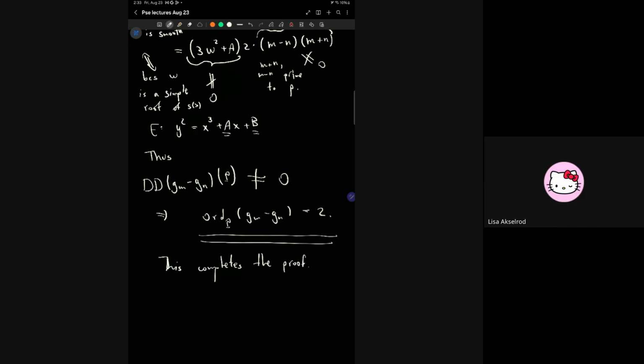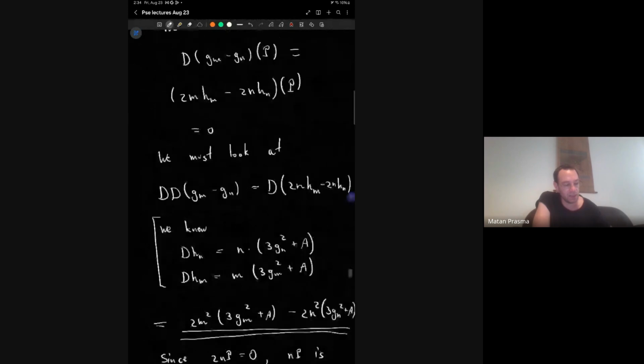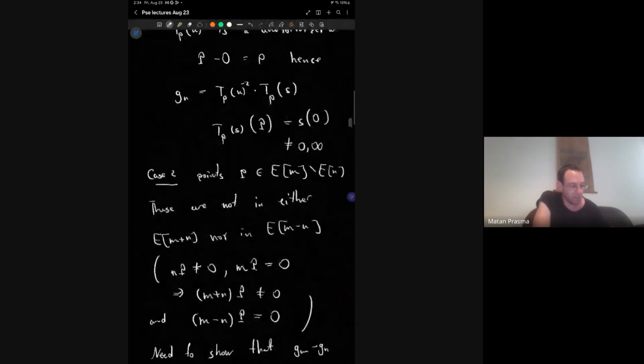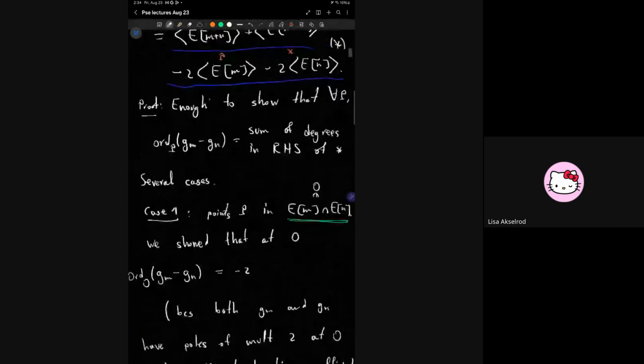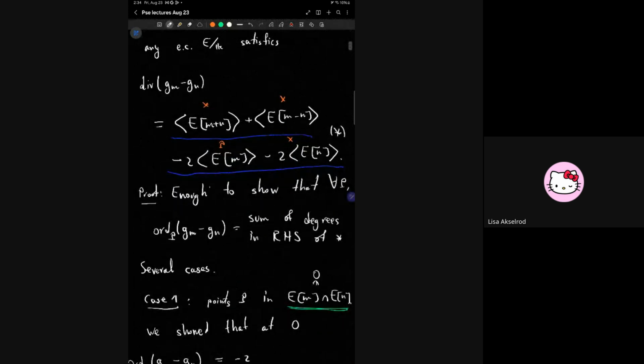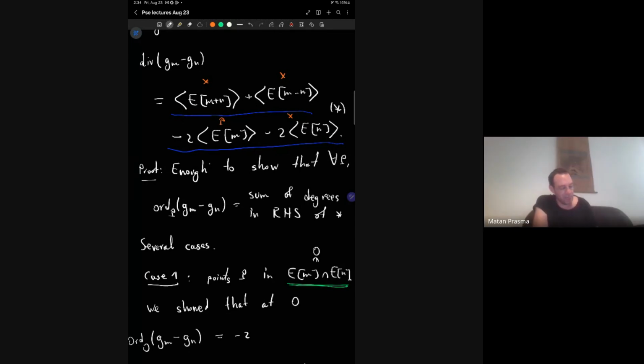I'm curious, should we somehow take care of infinity? Or is it somewhere outside of all cases and we don't care about it? No, we took care of the point at infinity. We just have the point at infinity. We don't have 0 and infinity separately. Yes, I mean, this was in the first case.